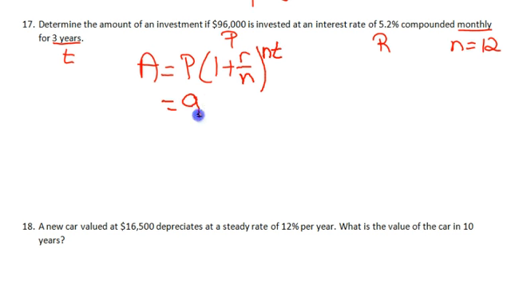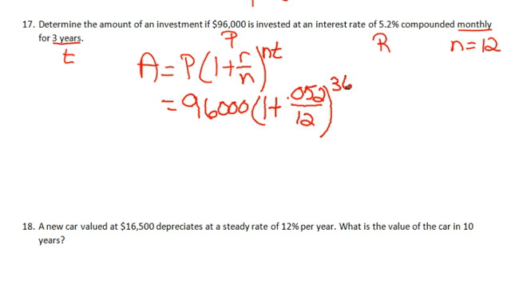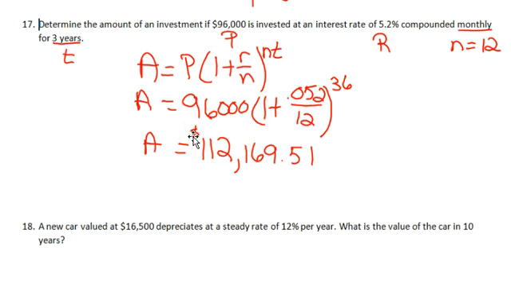So I'm going to fill in my numbers, 96,000, 1 plus, interest rate has to be written as a decimal, 0.052, and then I'm going to multiply my 12 and my 3 to get 36. When I do that, and if you enter it in your calculator correctly, you're going to get $112,169.51. Again, calculator work, making sure you know how to use your formula, and you know the formula in this case.